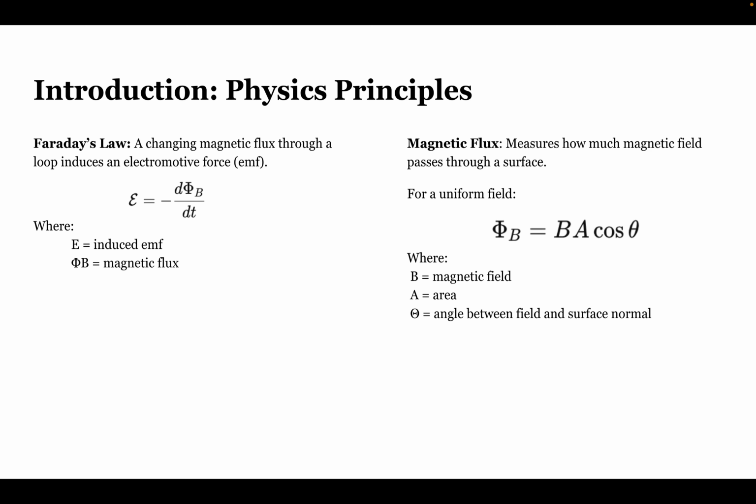So some of the key physics principles that we see in this lab is Faraday's law. The changing magnetic flux through a loop induces an electromotive force, EMF. So the induced EMF is the negative derivative of the magnetic flux over time. The magnetic flux in and of itself is the magnetic field times area times the cosine of the angle between the field and the orthogonal normal to the plane of the surface that we're studying.